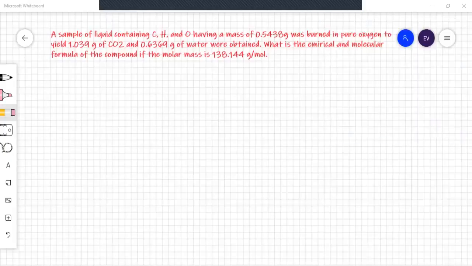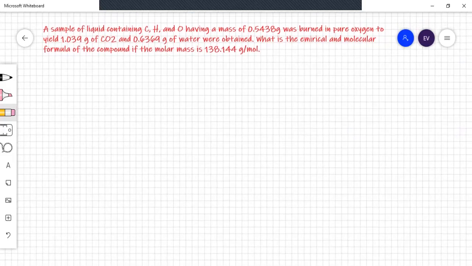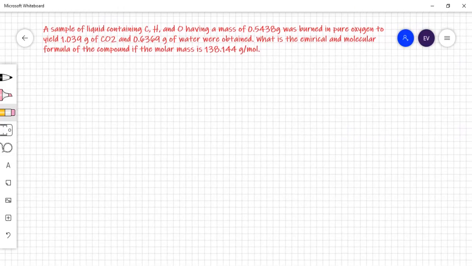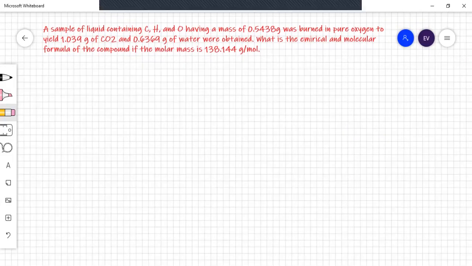Okay, guys, so here's the problem from today. The question reads: a sample containing C, H, and O, carbon, hydrogen, and oxygen, having a mass of 0.5438 grams was burned in pure oxygen to yield 1.039 grams of CO2 and 0.6369 grams of water. What is the empirical and molecular formula of the compound if the molar mass is 138.144 grams per mole?